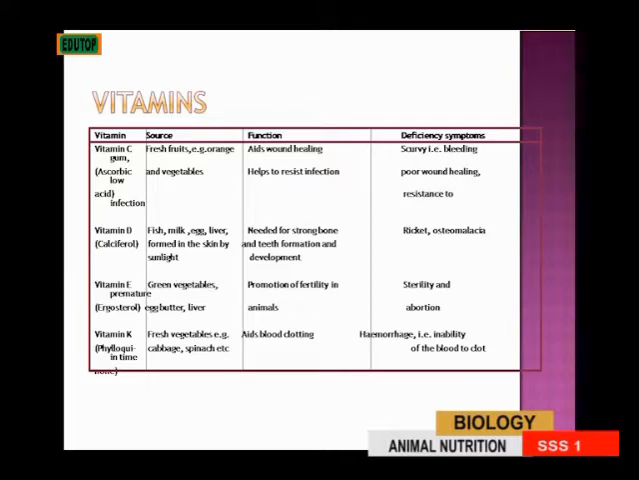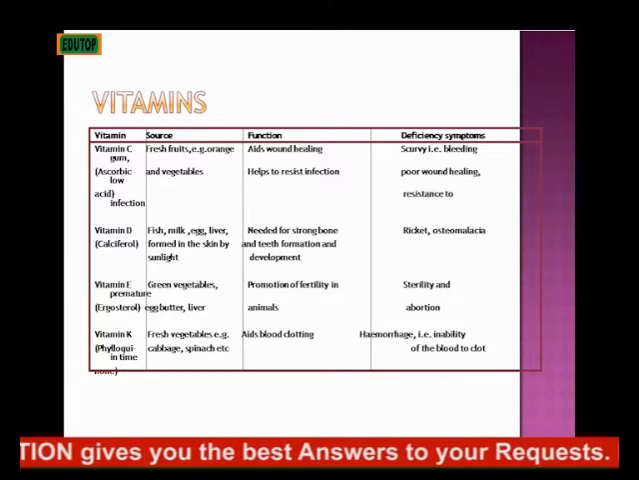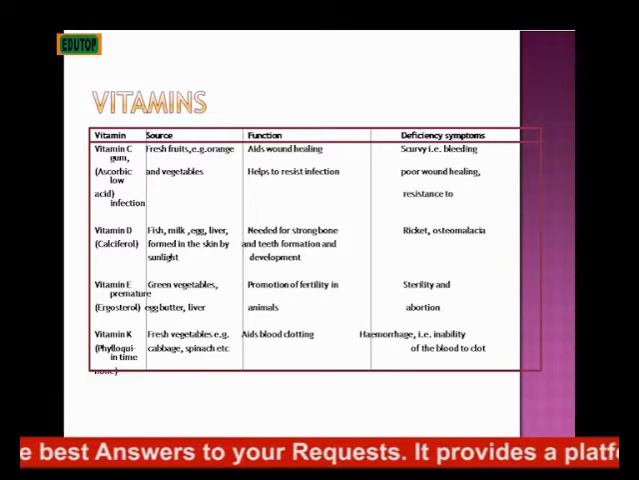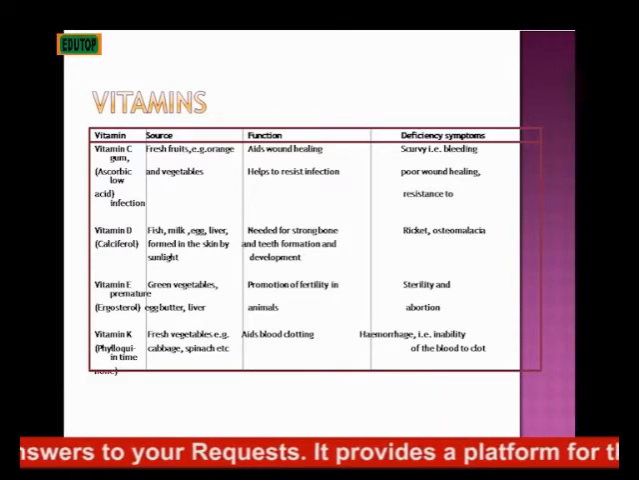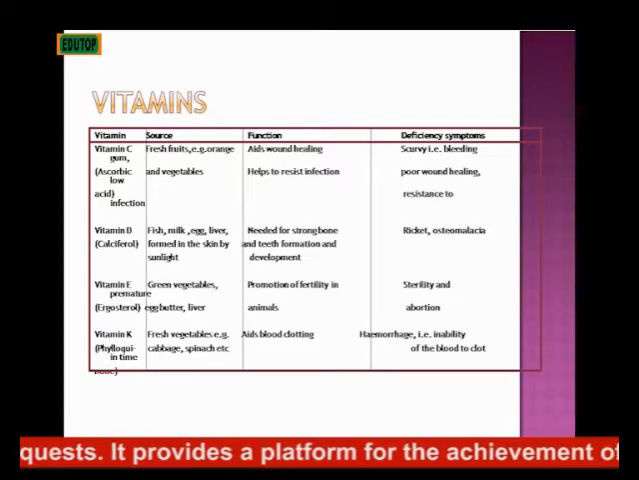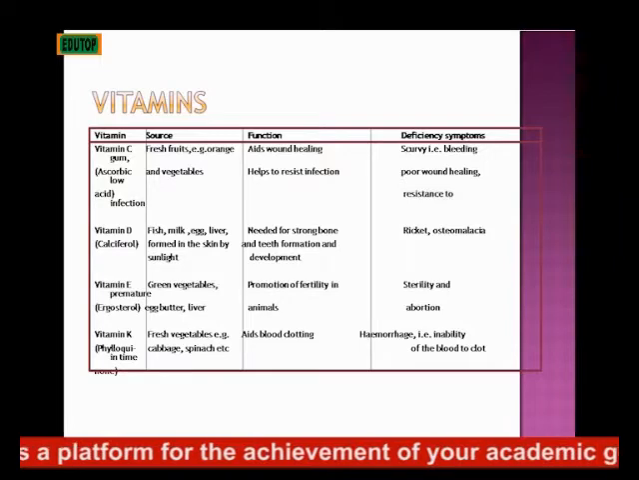Then the next vitamin is vitamin K. That's the last one we'll be talking about, and that is phylloquinone. That's vitamin K. Then you find it in fresh vegetables, e.g. your cabbage and spinach. Then vitamin K aids blood clotting. That is, when there is a wound, the blood easily clots.